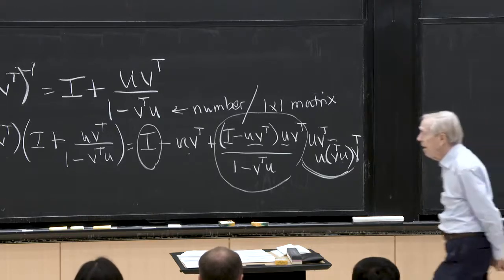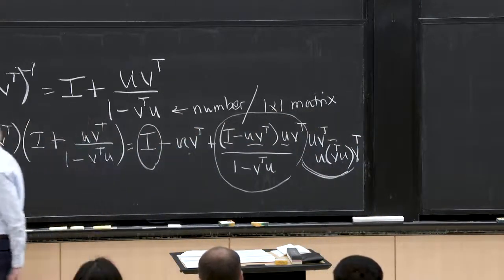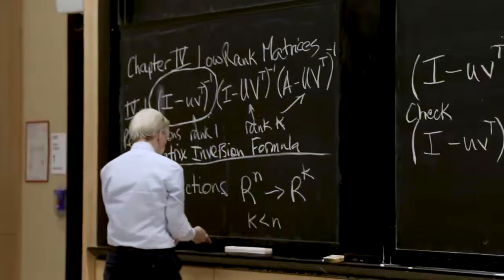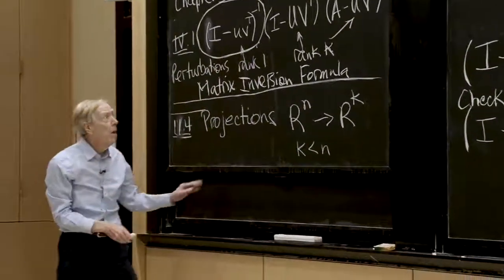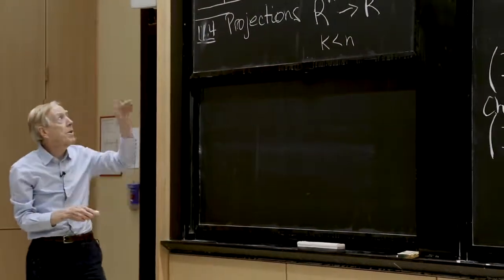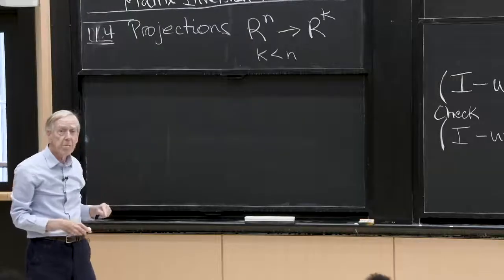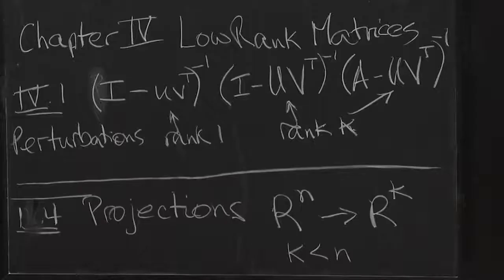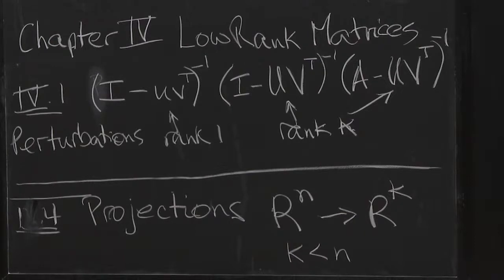I could do the next one if you like, since I'm on a roll. Suppose I take the second one. Now, what's the difference? It's UV transpose, but those are larger letters, the U and the V. So what am I meaning by those? Those are matrices. This is a bigger rank. U has k columns. V transpose has k rows. That product UV transpose is k by k.